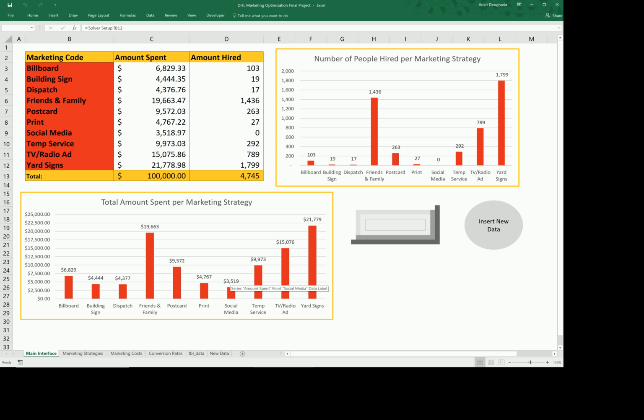optimize the total hires. That's all I have. Thank you.